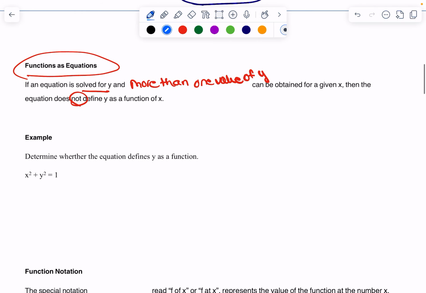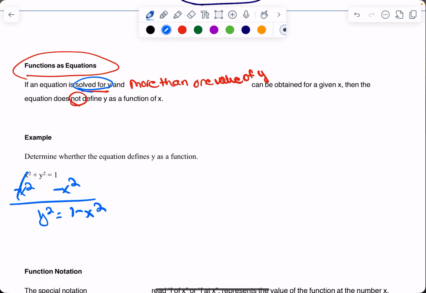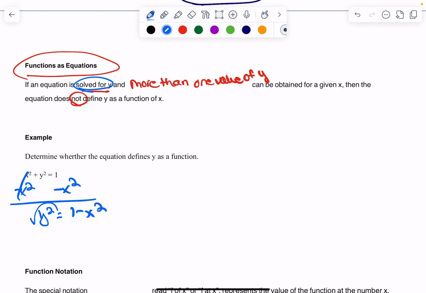We have x squared plus y squared equals 1. So we need to solve it for y first. We're going to subtract x squared to move it to the other side. So y squared equals 1 minus x squared. Now we have a squared, so we're going to take a square root, and remember that when we take a square root, we need to add the positive and negative. So y equals positive and negative the square root of 1 minus x squared.